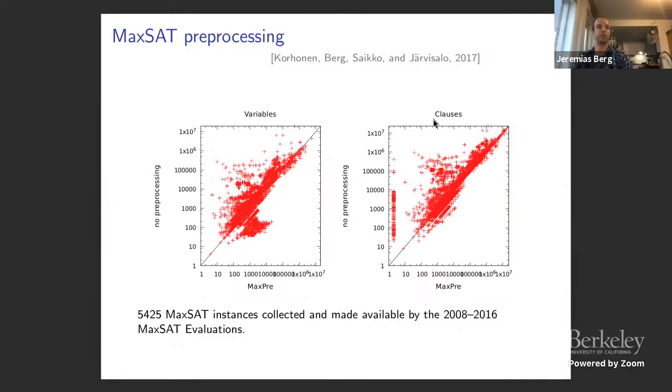Here's an experiment we did a few years ago on all of the benchmarks used in the evaluation. We have the number of variables on the left and clauses on the right, of a non-preprocessed instance on the y-axis, and then the preprocessed instance on the x-axis. We can clearly see that preprocessing in most cases can significantly decrease both the number of variables and the number of clauses in these instances. And there's a very good reason for this. One exception might be this part here where we have some more variables, and I'll get to why this is during my talk.